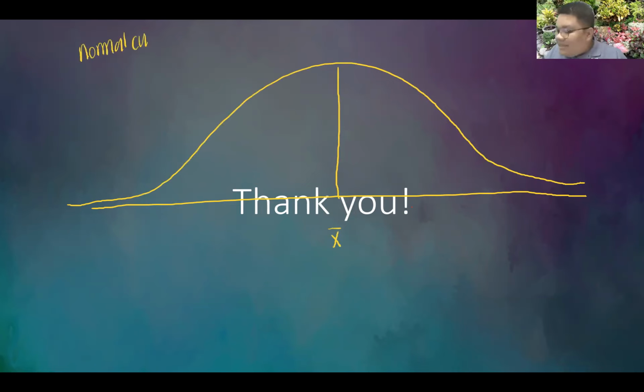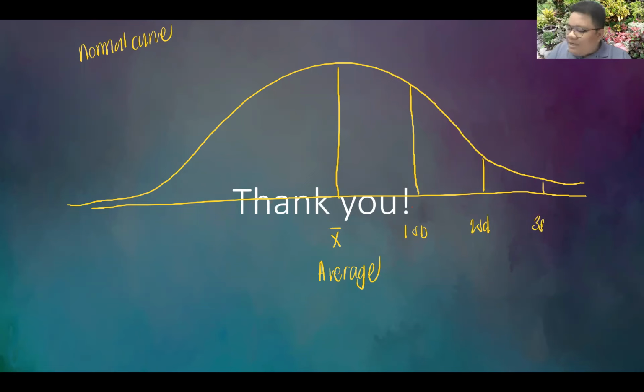Now, pag sinabi nating mean, that's your average. Pag sinabi nating mean, that's the average score. Isipin nyo, class, this is the first SD or standard deviation. This is the second SD. Tapos dito, yung third SD. Pagkatapos, dito yung negative 1 SD, negative 2 SD, at negative 3 SD.